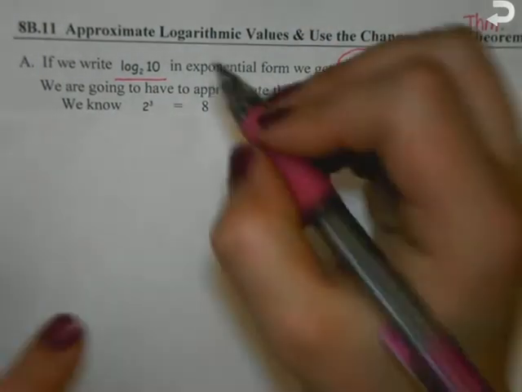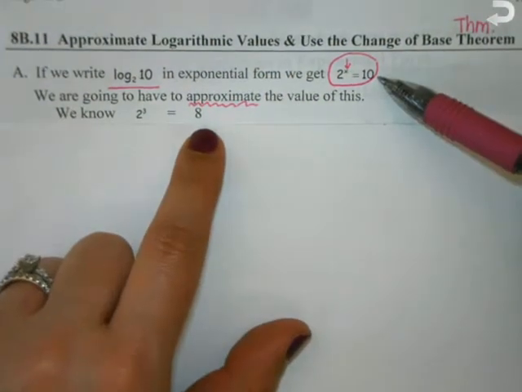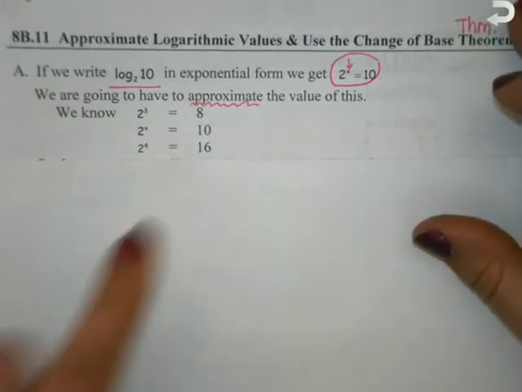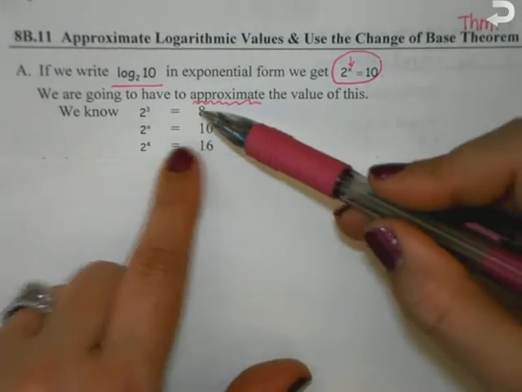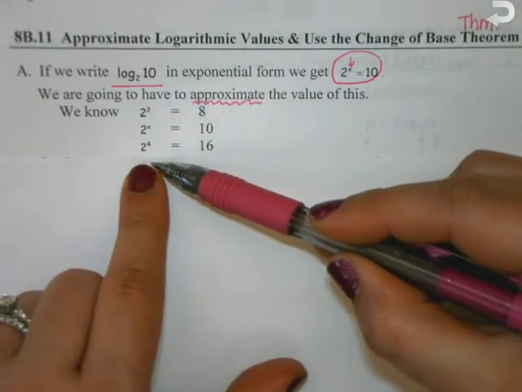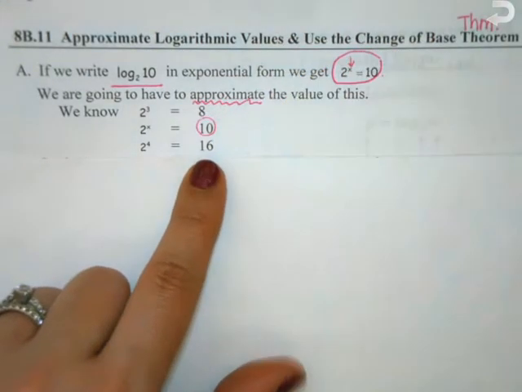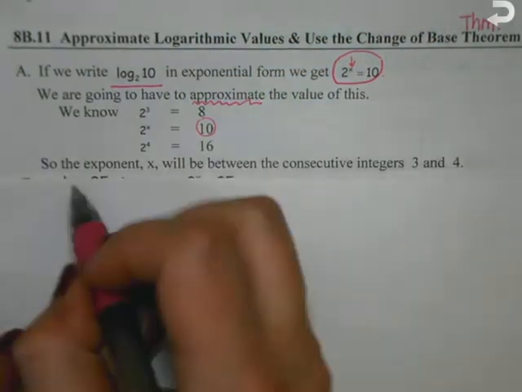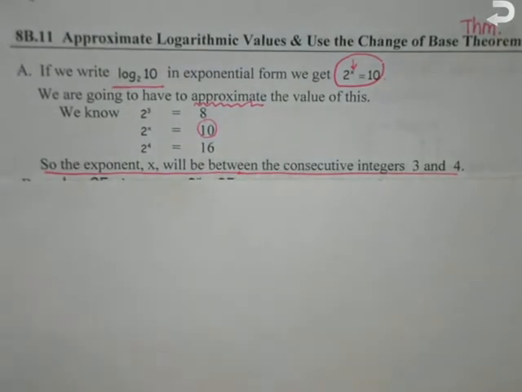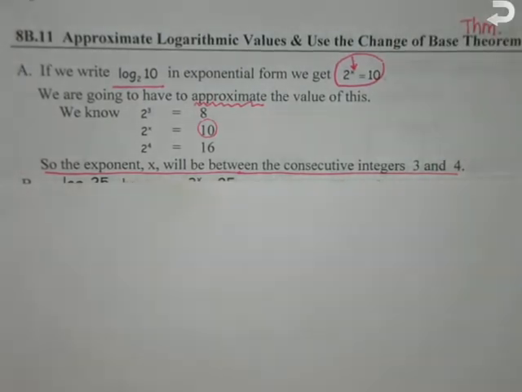So to approximate, we know that 2 to the third equals 8, which is less than 10, right? What about 2 to the fourth? What does 2 to the fourth come out to? 16, which is greater than 10. So we know that 2 to the x has to be somewhere in between 2 to the third and 2 to the fourth, correct? Because the answer comes out in between 8 and 16. So we would say that the exponent x will be between the consecutive integers 3 and 4.